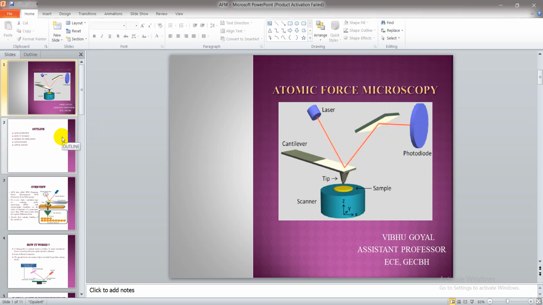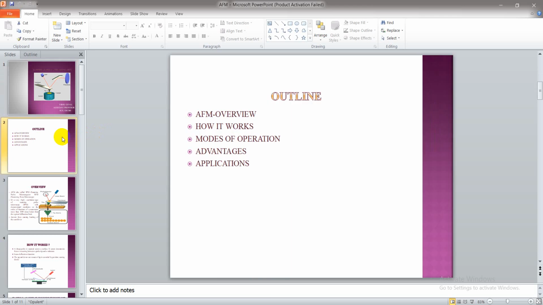So how about the outline? We are going to understand the overview, how it works, the principle of its working, and then the different modes of operation. There are three modes: contact mode, non-contact mode, and a third mode in between contact and non-contact mode, known as tapping mode. Then the advantages, disadvantages or challenges of this technique, and then potential applications.